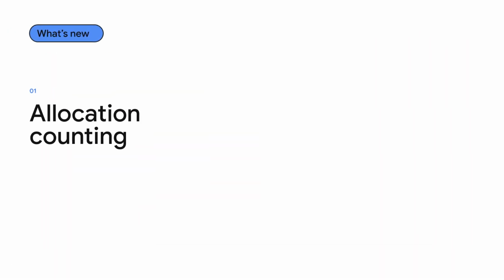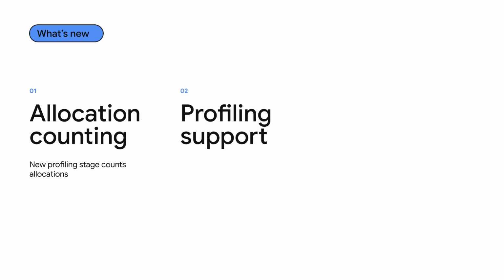Allocating memory can be a performance concern, especially on older platform versions. The library introduced a new profiling stage which counts allocations and prints them in the test results. We also introduced profiling support. With this, you can load traces in Android Studio for further inspection after the benchmark is done. The detail of tracing is configurable in your build script. This provides you with more detailed information about the results of your benchmark run.